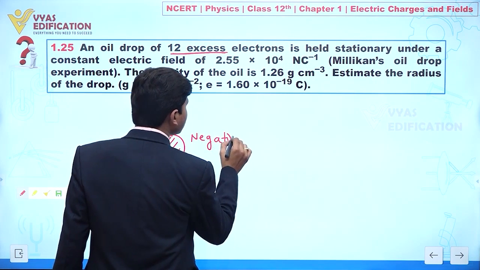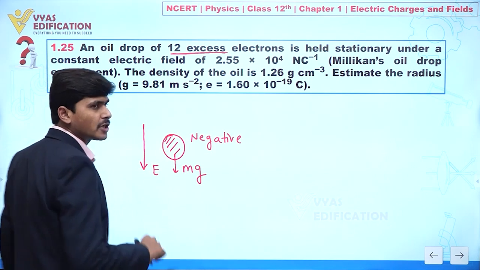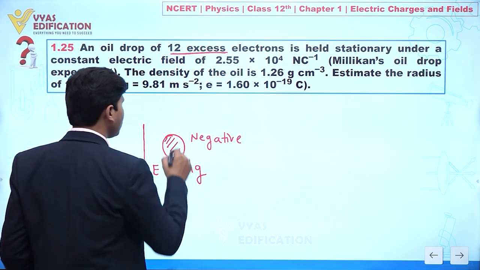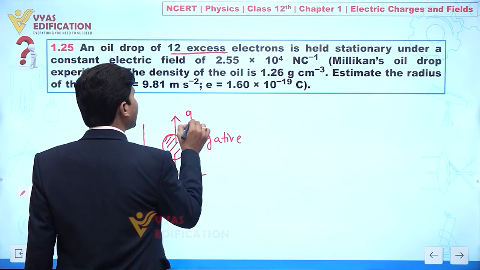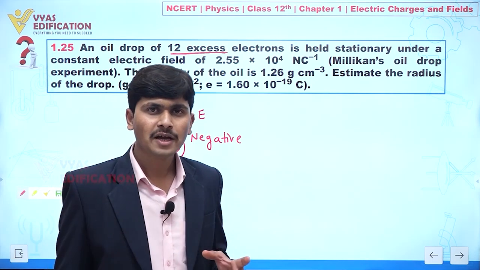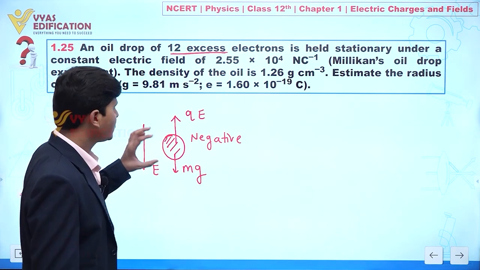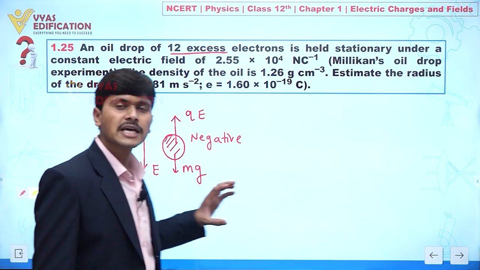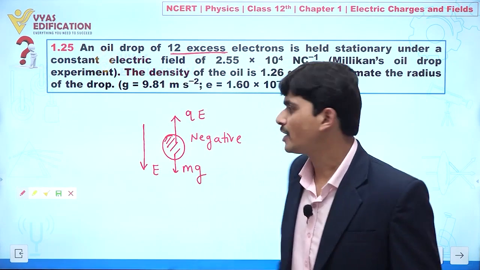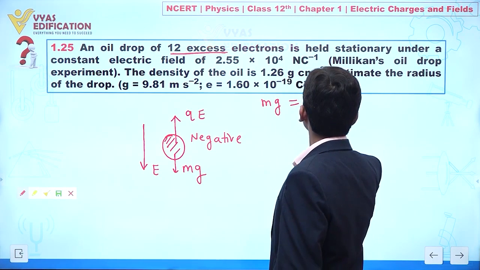Now let's suppose the electric field is in this direction. Because this is a negative charge oil drop, the force acts in the direction opposite to the electric field, and this is equal to QE. If we talk about the equilibrium position, it means the drop is in equilibrium, so mg should be equal to QE. So from here we can write mg equals QE.